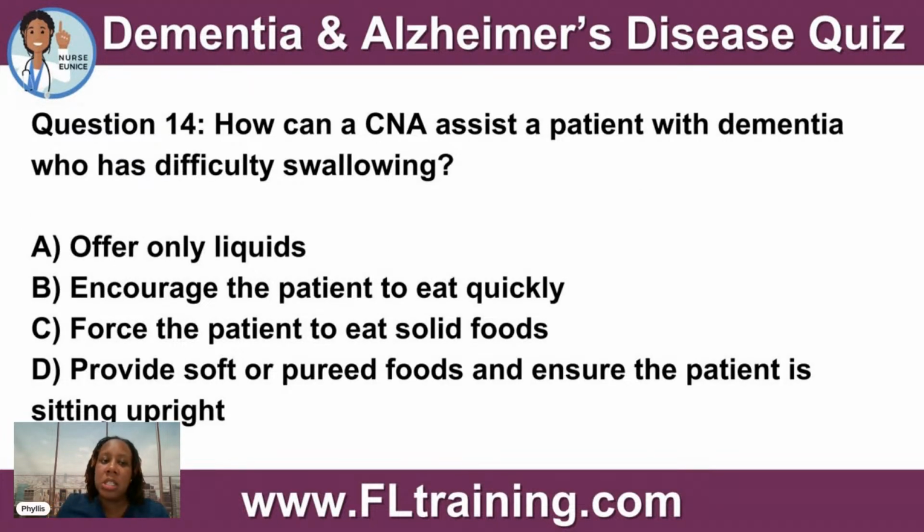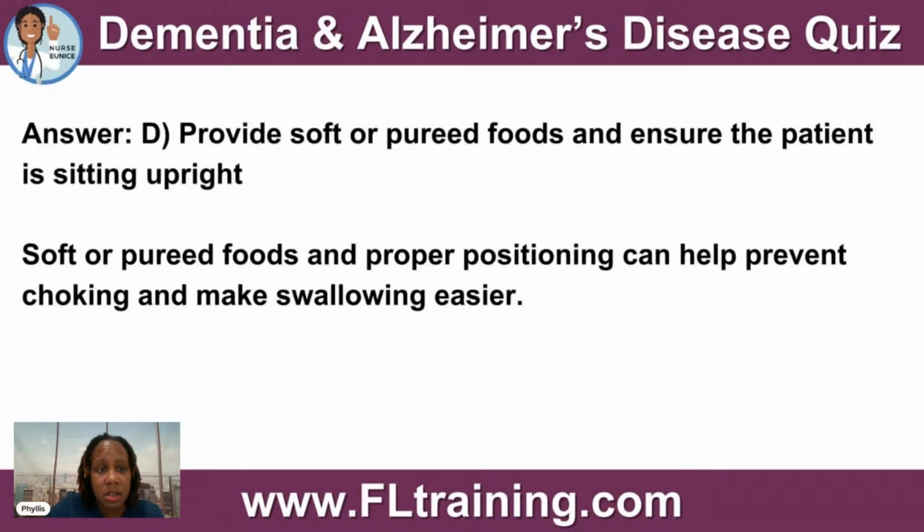All right, next question. How can a CNA assist a patient with dementia who has difficulty swallowing? A, offer only liquids. B, encourage the patient to eat quickly. C, force the patient to eat solid foods. D, provide soft or pureed foods and ensure the patient is sitting upright. What do we have for that one? All right, I see some C's and D's. We have some different answers here, C's and D's. All right, let's reveal the answer and see what it is, you guys.